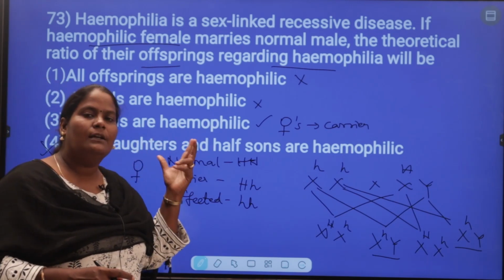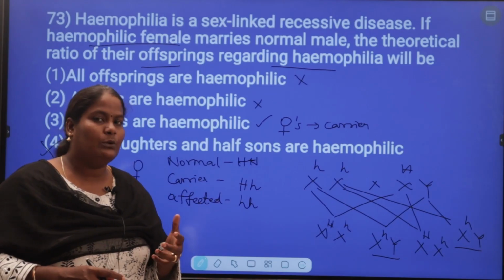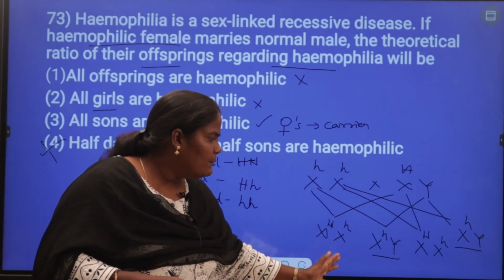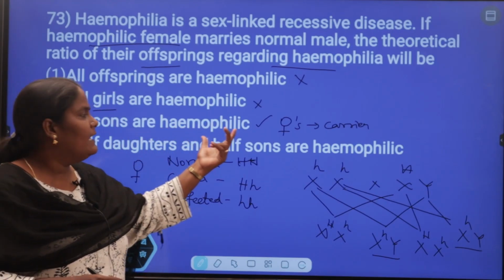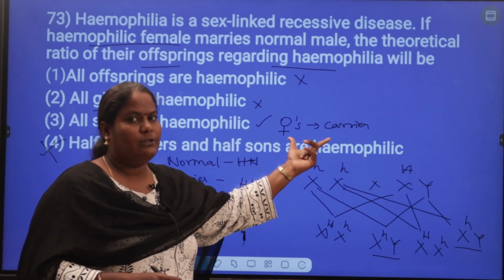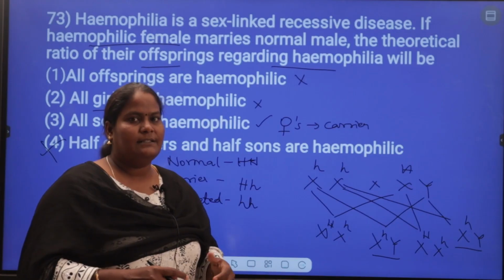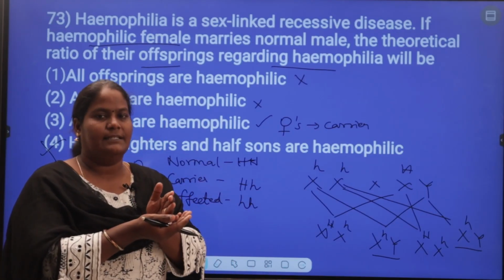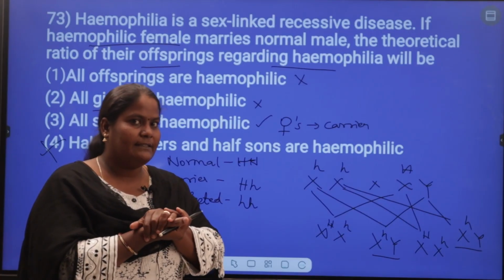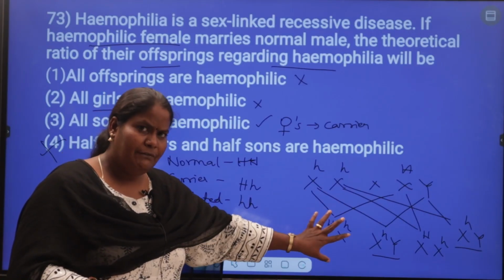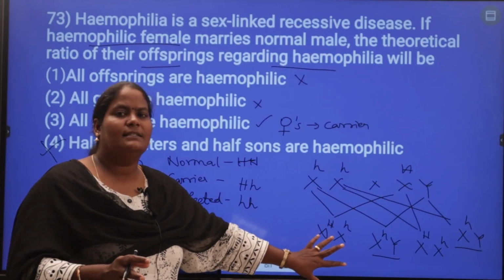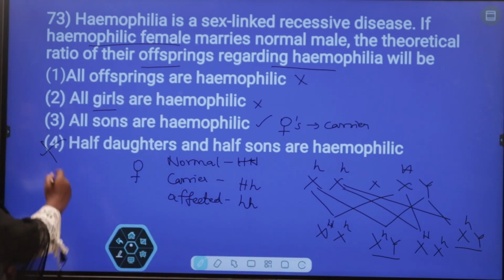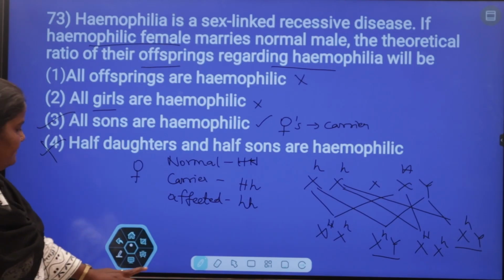Usually with this kind of question, students raise a doubt. How can this be the answer, ma'am? Because among the offspring, they are describing only the son. They never describe anything about the daughters. How can this be the correct answer? Actually, basically, they are giving you only half of the answer. So based on that, you have to identify the answer. In this category, among their offspring all the sons are hemophilic, all the daughters are carriers. So the answer for this question is option 3.